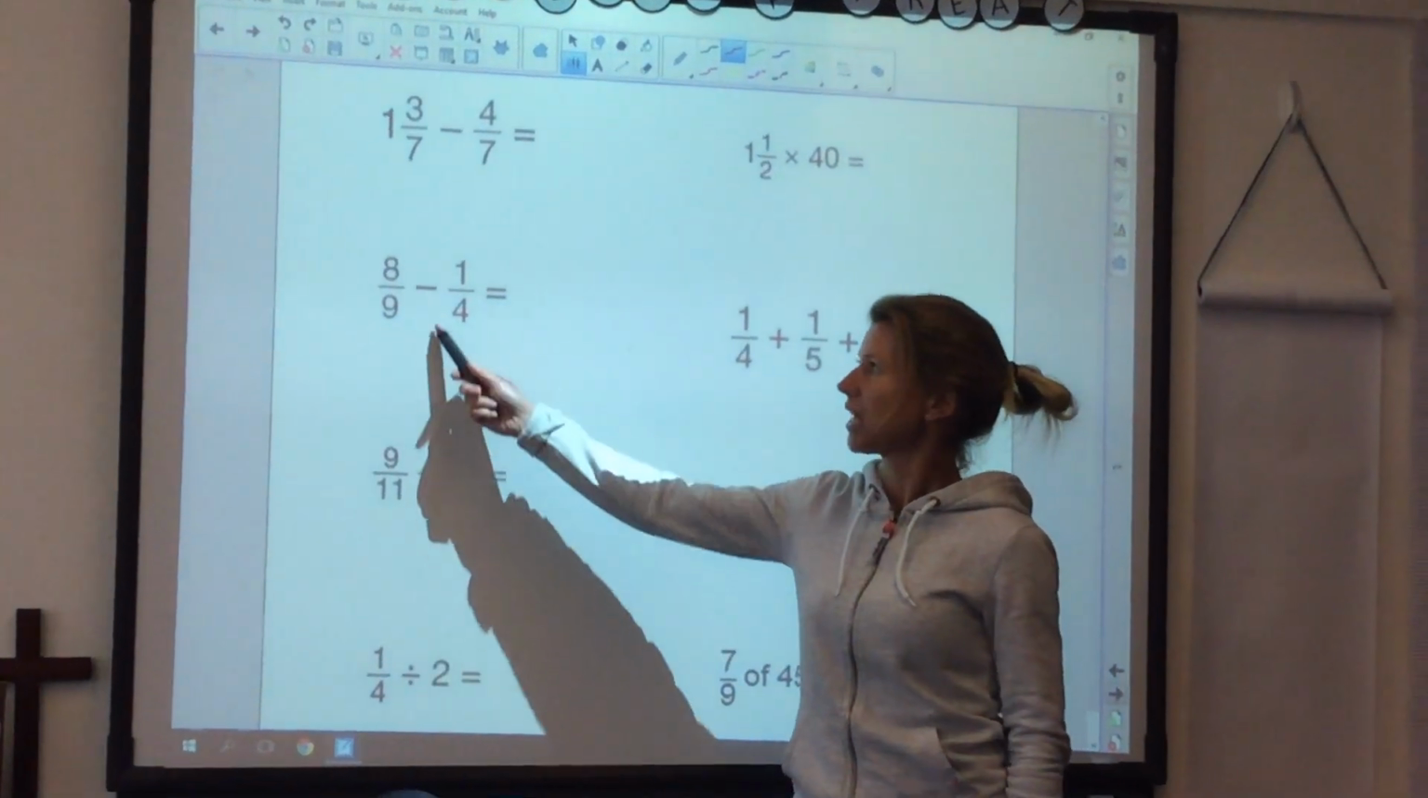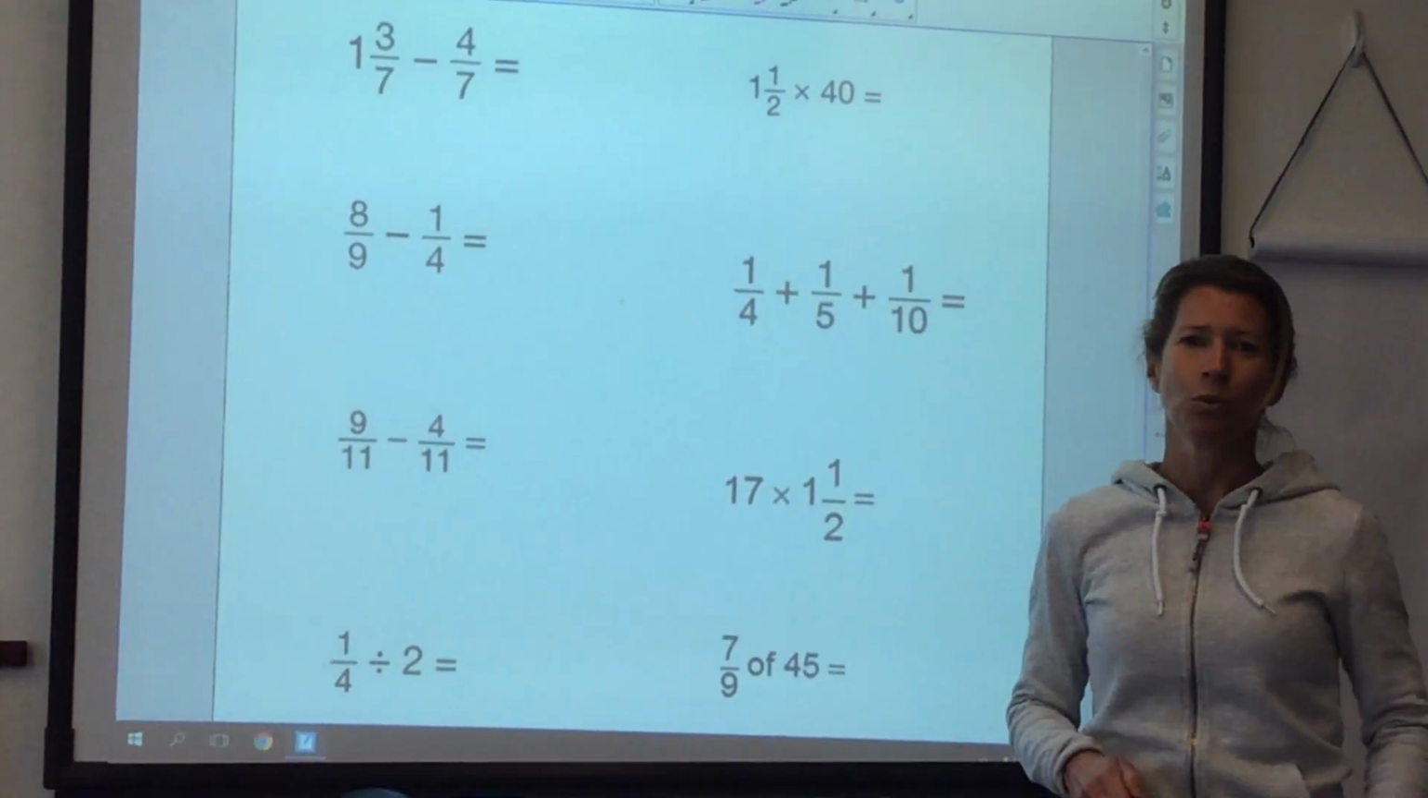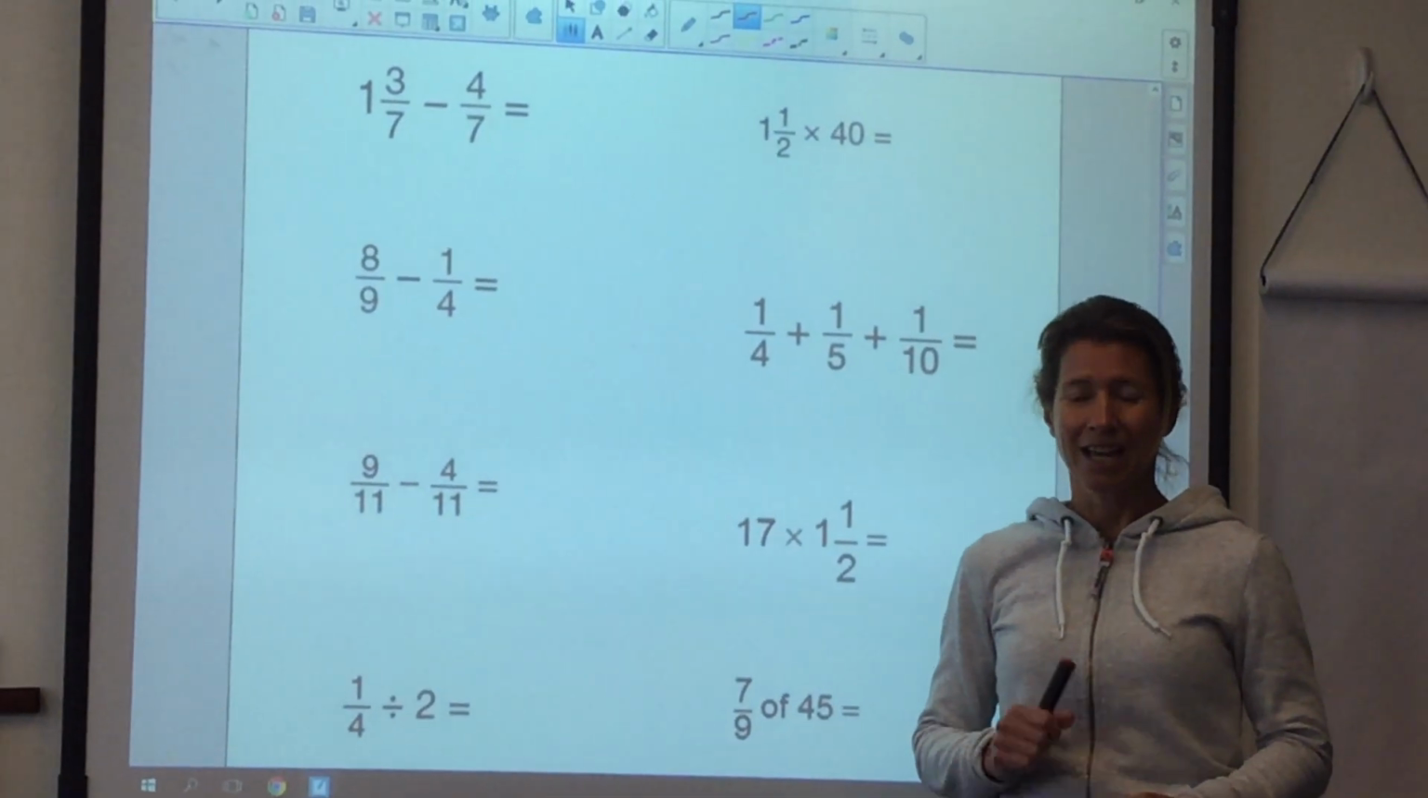So here are some calculations for you to now have a go at. Make sure you look carefully at the operation and you remember all of the top tips that you've been given today. Keep working hard, everyone.